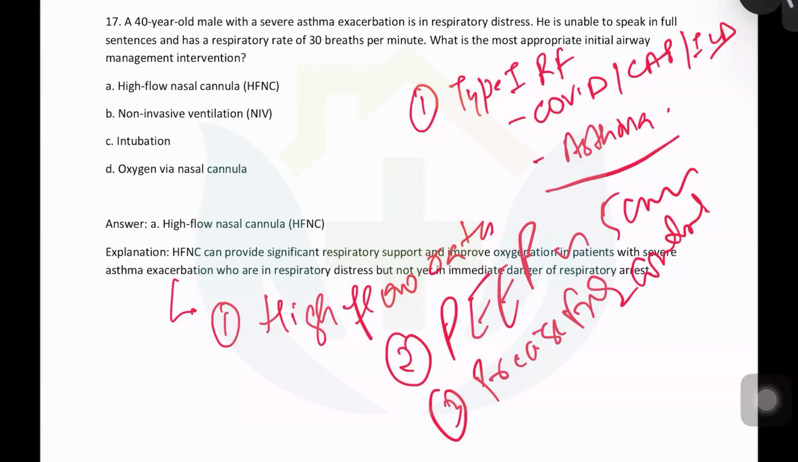We cannot use them in hemodynamic instability or when the GCS is poor. Why? Because if the flow rates are so high, some amount of that air will also enter the stomach, causing gurgling, and that can lead to aspiration. So even with HFNC, you need to have an awake patient. If the patient is unconscious, you should either intubate the patient or try to find the cause and treat the unconsciousness before putting the patient on HFNC.